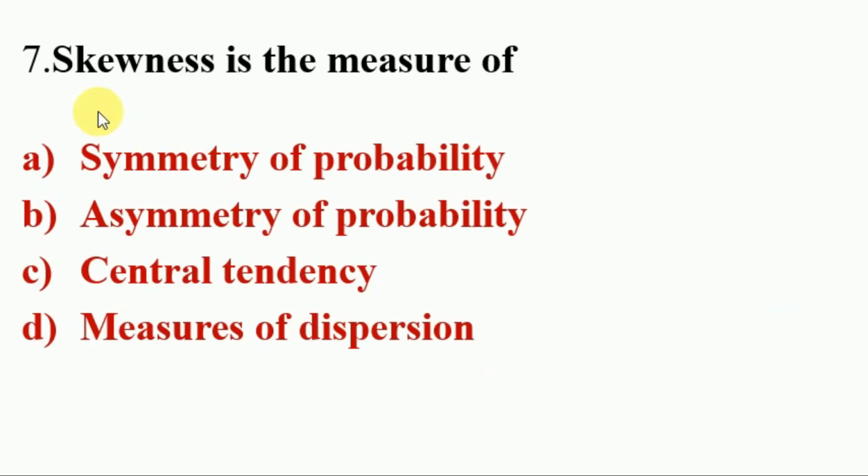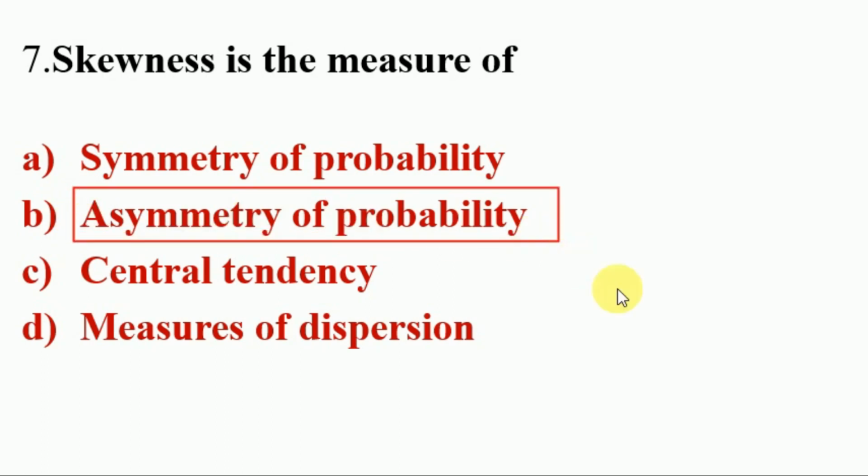Next question. Skewness is a measure of, options: A. Symmetry of probability, B. Asymmetry of probability, C. Central tendency, D. Measures of dispersion. Answer is B. Asymmetry of probability. Skewness is a measure of asymmetry of probability.